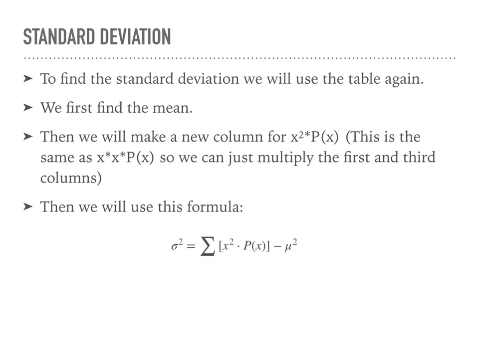Now this formula gives us sigma squared, which is the variance. The variance is the square of the standard deviation. So we would then need to take the square root in order to have the standard deviation. So as we're doing these calculations, we need the mean. We need x squared times p of x. We will add up all of the x squared times p of x, then subtract off the mean squared, and then take the square root of that answer.